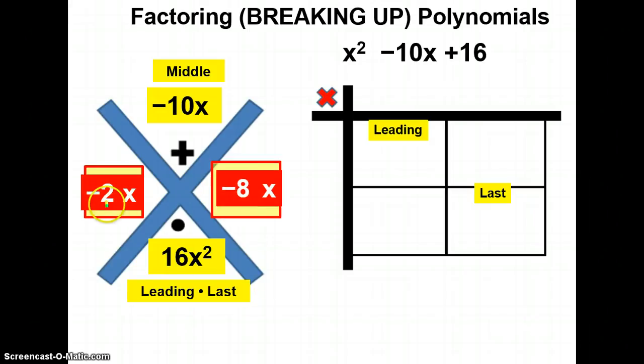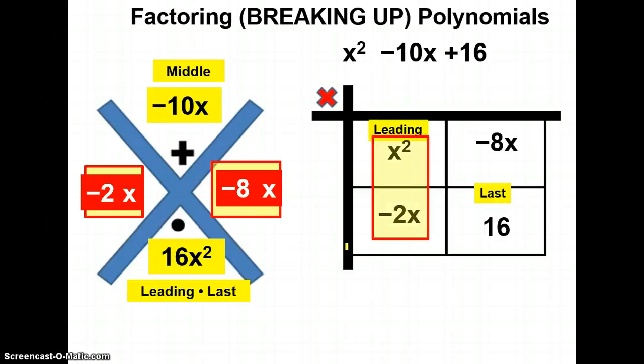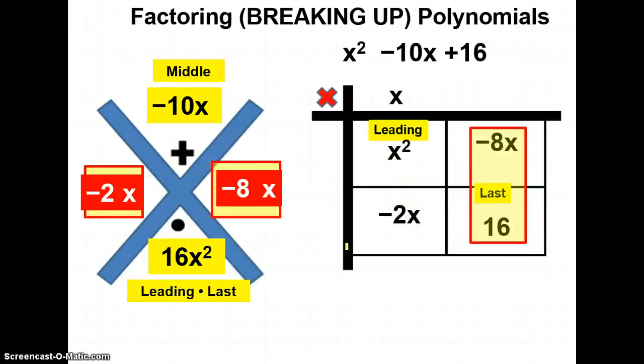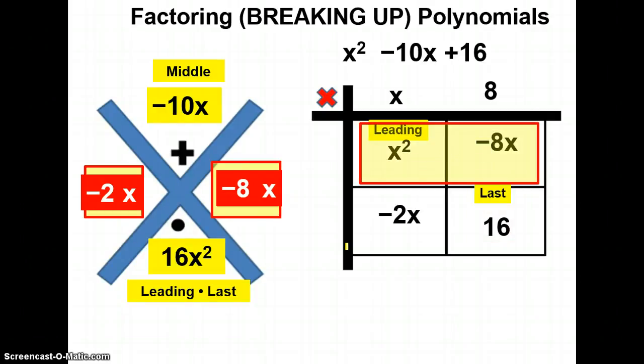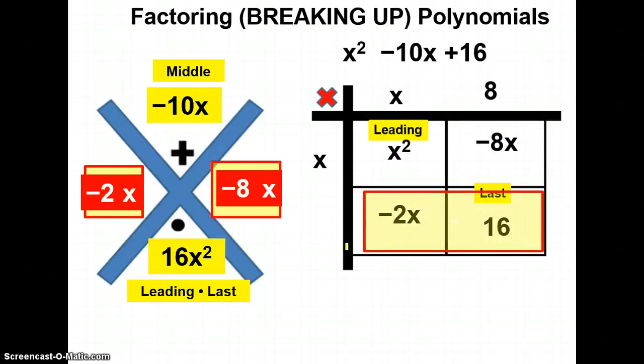Negative 2 and negative 8. Now negative 2 times negative 8 is positive 16, and negative 2 and negative 8 combine to be negative 10. Remember, it doesn't really matter where they go. We'll put our leading term in the leading box, and our last term. What do these two have in common? Next, what multiple do these two have in common? An 8. What do these two have in common? An x. And what multiple do they share?